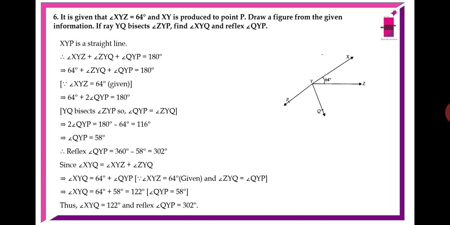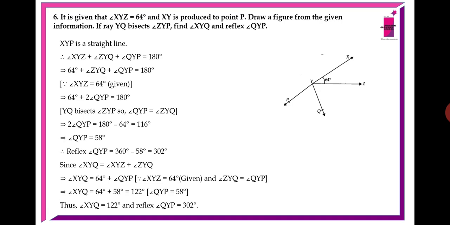Now you can see, according to the given data, XYZ equal to 64 degrees. And XY is produced to P. You can see it is produced, XY is produced downwards towards P. So I have drawn the figure. If ray YQ bisects ZYP, you can see ZYP, and YQ is bisecting ZYP. So if you draw the figure for this, here you can see the figure, then easily you can calculate XYQ and reflex of QYP.